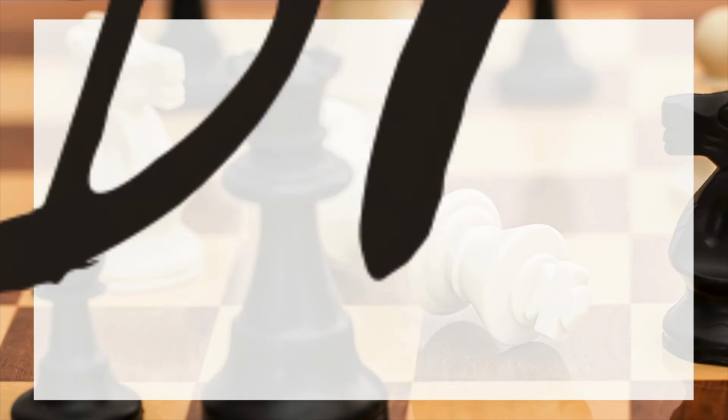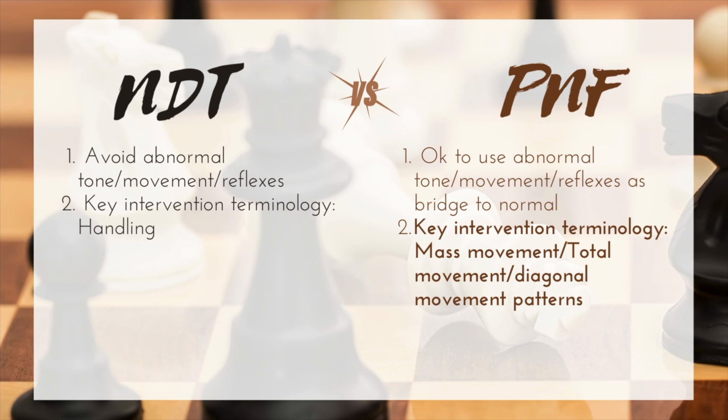Now, PNF is a little bit different because in PNF, the main treatment focus is these diagonal movement patterns, also known as mass movement patterns or total movement patterns. These movement patterns, in conjunction with high repetition and sensory stimulation via the visual system, the auditory system, and the tactile system, are used to help, again, normalize muscle activation and normalize tone, so that coordination and fluidity of movement gets more effective and efficient over time.